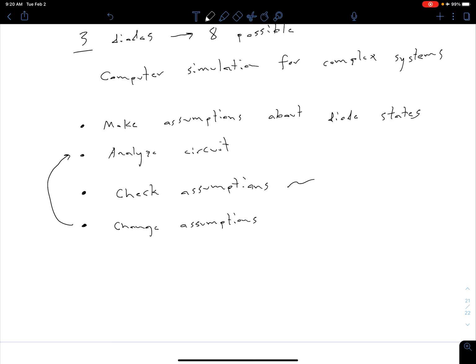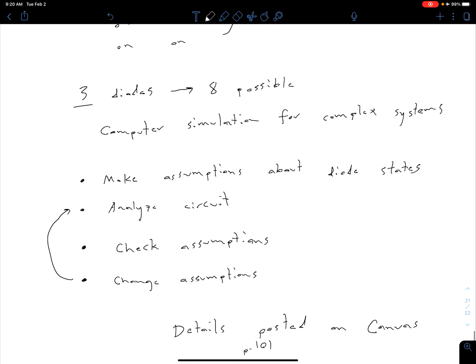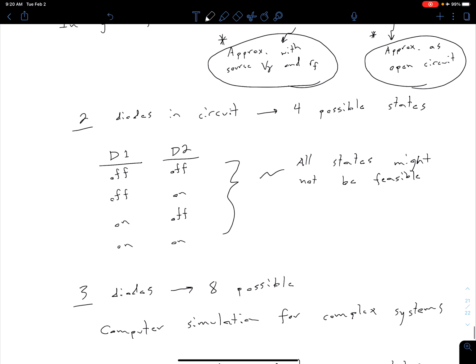And so again, for this check assumptions, and actually really for this whole process, let me just say that there are details posted on Canvas. So there's a PDF handout that you can look at, and that's adapted from page 101 in the textbook. And so what we're going to do in the next couple of videos is look at an example of how we analyze a circuit with two diodes, and we'll see how that looks when we make correct assumptions and how it looks when we make incorrect assumptions.